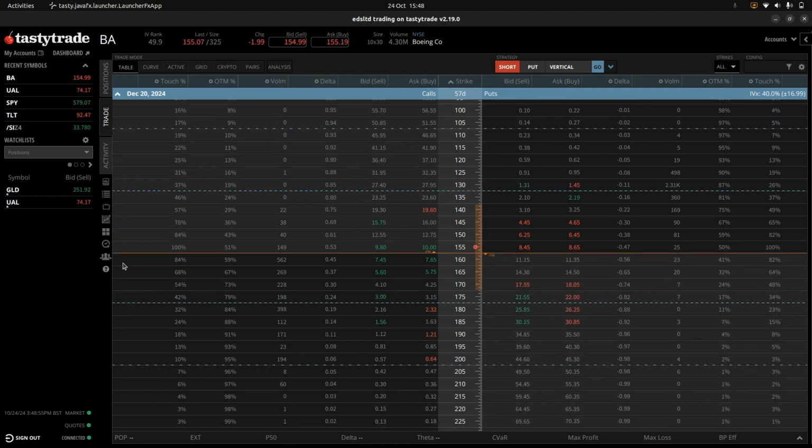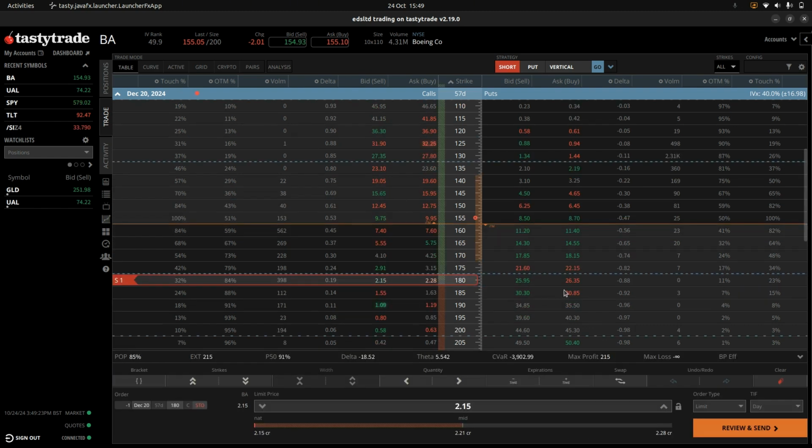So the horizontal orange bar shows you where price currently is relative to the strikes, and the vertical bar shows you what the expected move is of BA over the next 57 days. So we need to sell some contracts. We want to sell one call, one put, and we want to sell them anywhere between a 15 and 20 delta. So if we look over here on the call side, we've got a 19 delta here at the 180 strike, and we've got a 16 and 22 delta split here at the 135 and 140 strikes.